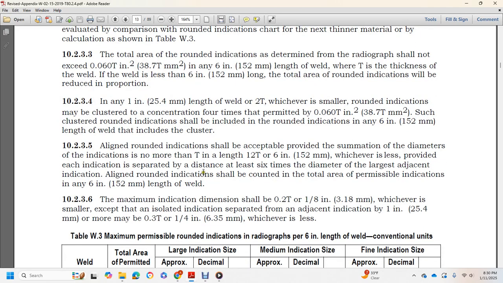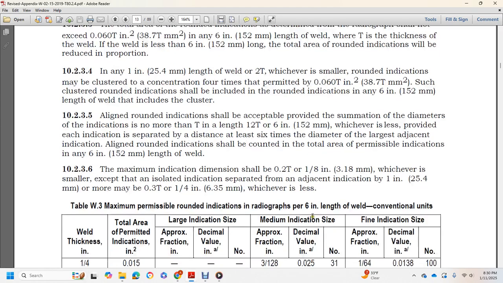A line of round indications is acceptable provided the sum of the diameters of the indications is not less than the thinnest layer of the joint, in a length of 12 T or 6 inches, whichever is less, provided each is separated in each direction by a distance of at least 6 times the diameter of the largest adjacent indication. A line of rounded indications should be counted in the total area of permissible indications in any 6 inch length of weld. The maximum indication shall be 0.2 times the thinnest member or 1/8 of an inch, whichever is smaller, except for an isolated indication separated from the adjacent indication by 1 inch or more, which may be 0.3 times the thinner member of the joint or 1/4 inch, whichever is less.